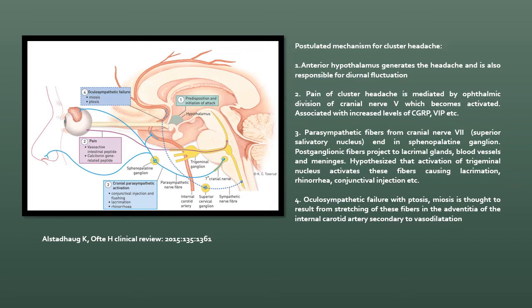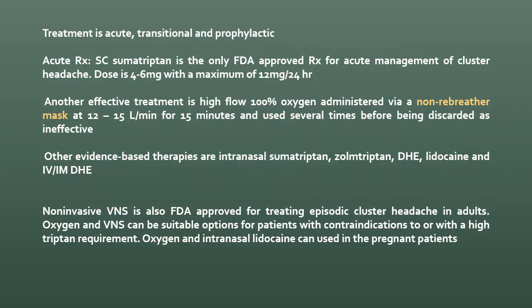4. Oculosympathetic failure with ptosis and miosis is thought to result from stretching of these fibers in the adventitia of the internal carotid artery, secondary to vasodilatation. Treatment is acute, transitional, and prophylactic. Acute treatment: subcutaneous sumatriptan is the only FDA-approved treatment for acute management of cluster headache. Dose is 4 to 6 milligrams with a maximum of 12 milligrams in 24 hours.